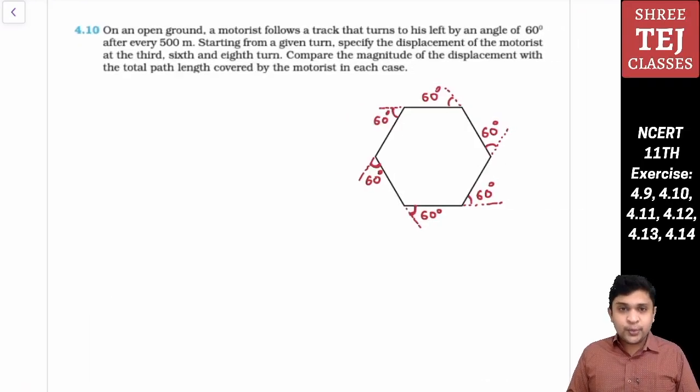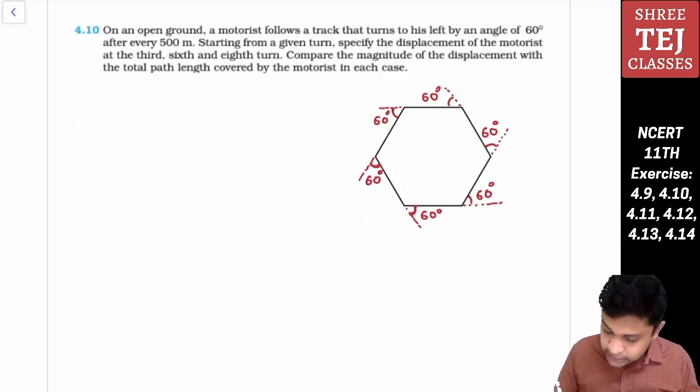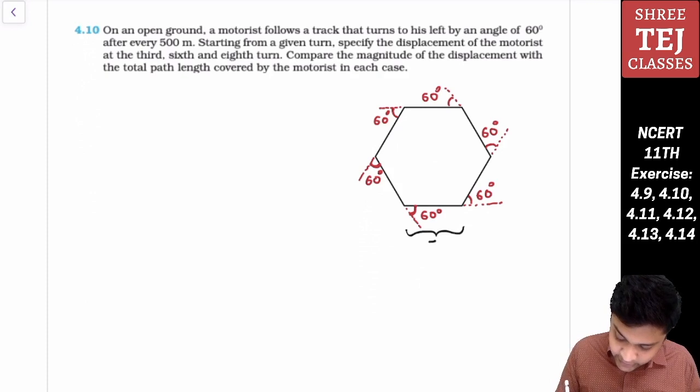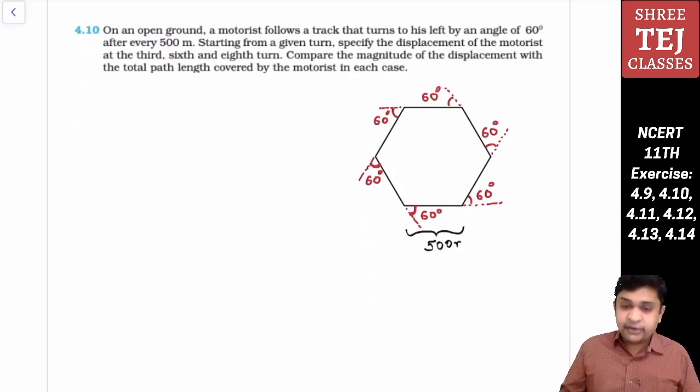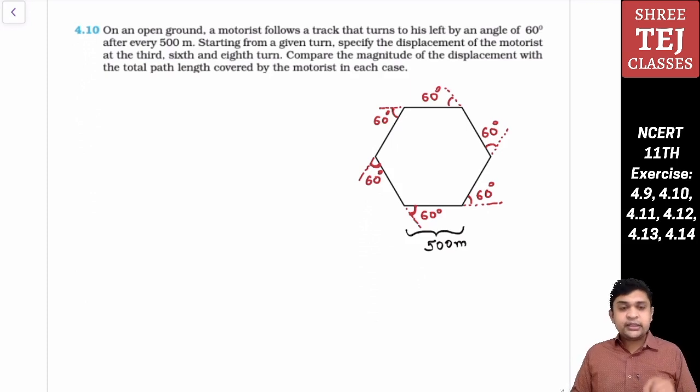So question 4.10. On an open ground, a motorist follows a track that turns to his left by an angle of 60 degree after every 500 meter. So each side of this regular hexagon is 500 meter. Starting from a given turn, specify the displacement of the motorist at the third, sixth and eighth turn.